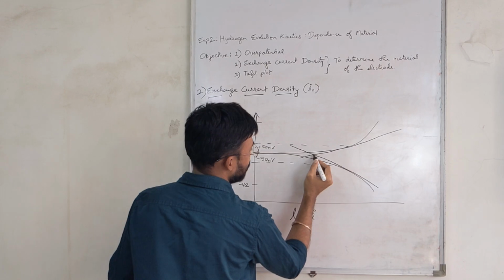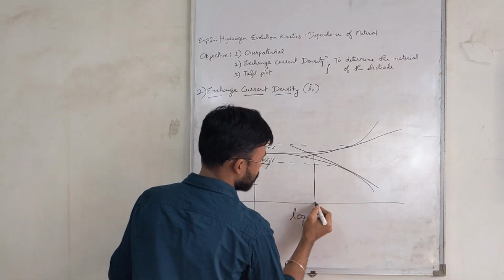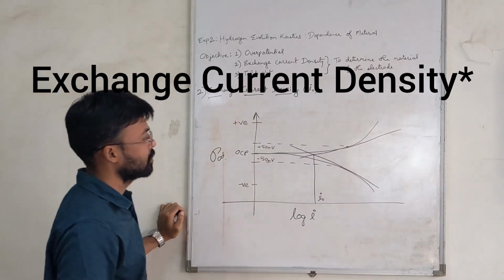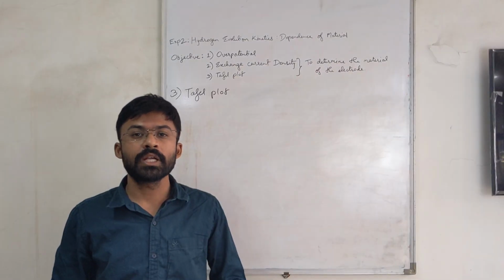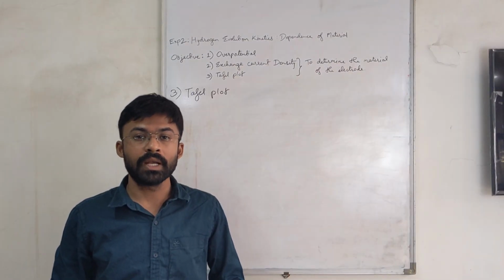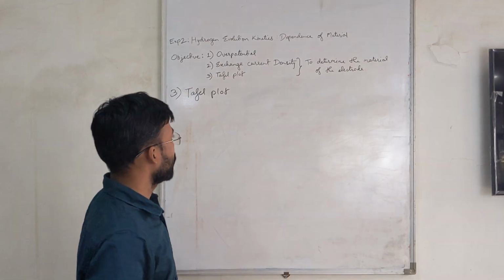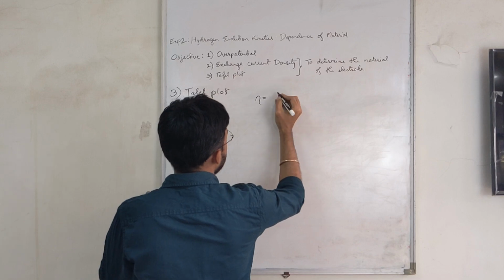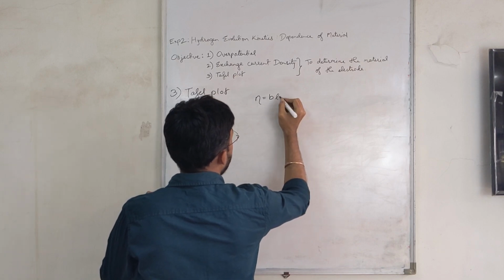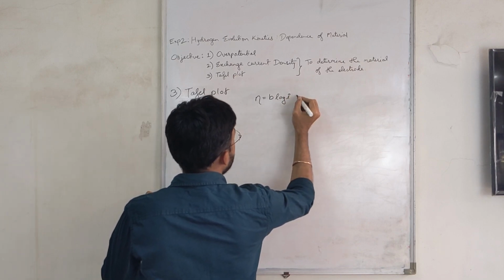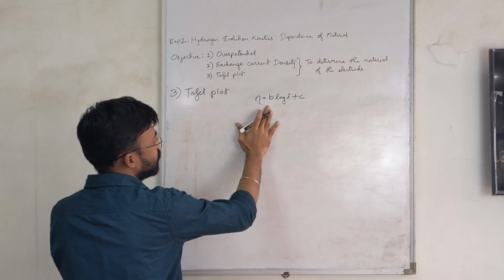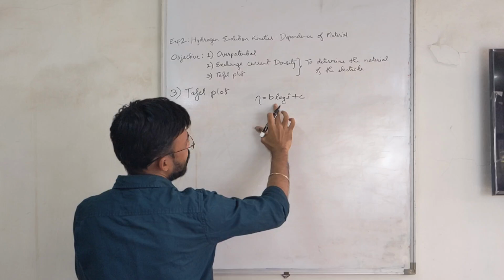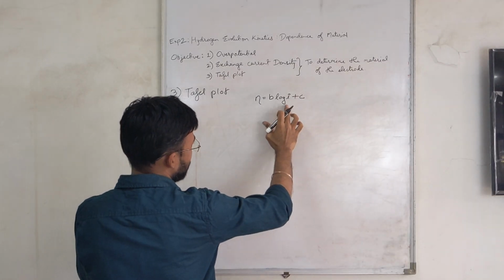And these lines at this point where it meets is the current density. So the third objective of this experiment is to generate a Tafel plot. For this, we will follow the Tafel equation, wherein the y coordinate is the overpotential and the x coordinate will be log of current density.